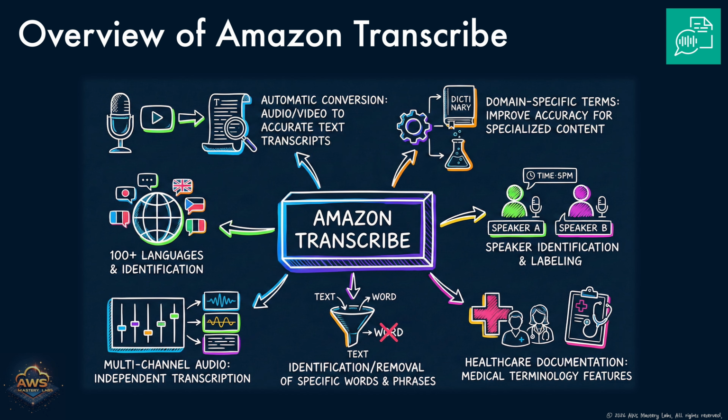To protect user privacy and comply with data regulations, Transcribe includes content redaction. It can automatically detect and redact personally identifiable information, or PII, such as names, phone numbers, and addresses, without compromising the rest of the transcript.